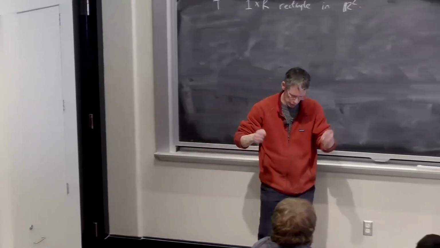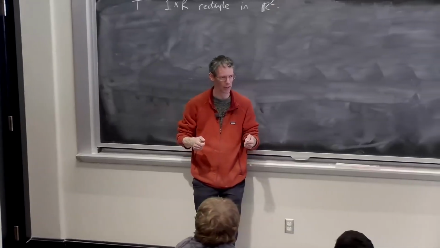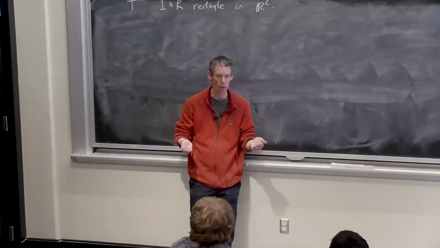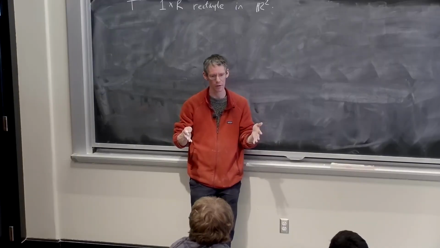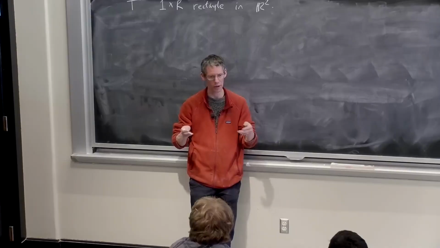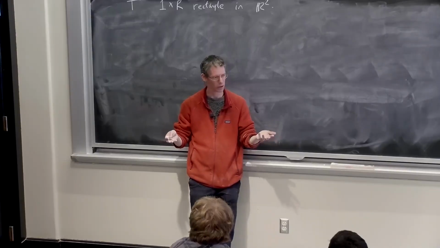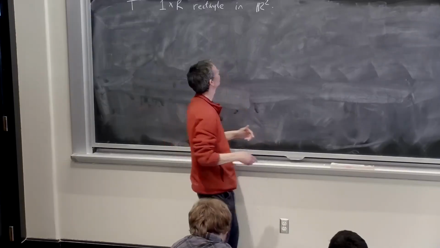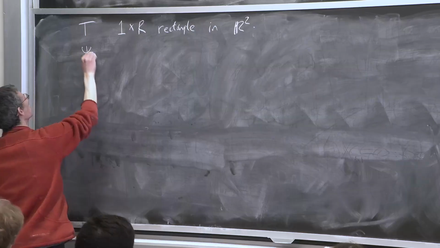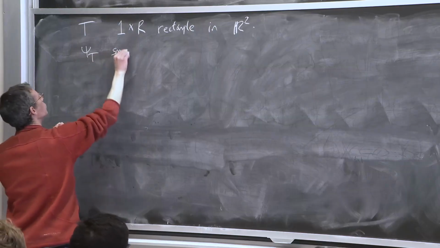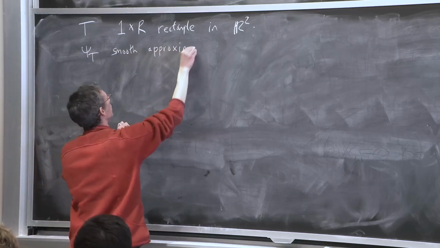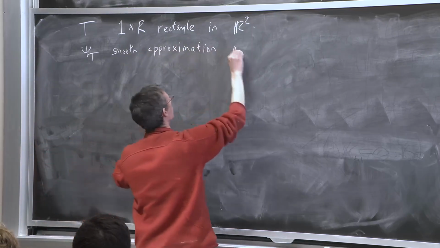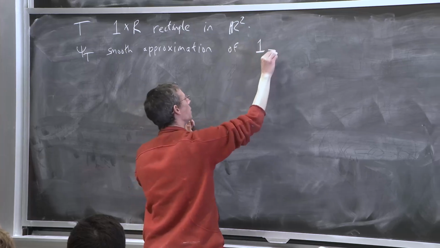But when you do Fourier analysis, characteristic functions of rectangles, or characteristic functions in general, are not super nice. Because of the discontinuous sharp cutoffs, their Fourier transforms are not very well behaved. So what we often do is we work with a smoothed approximation of the characteristic function. So C sub t is a smooth approximation of the characteristic function of t.